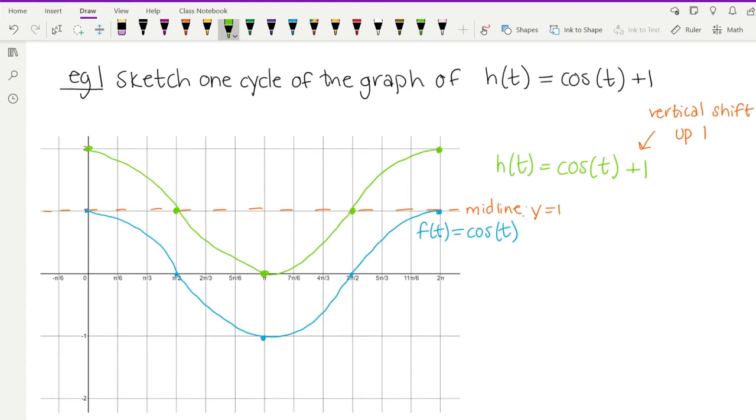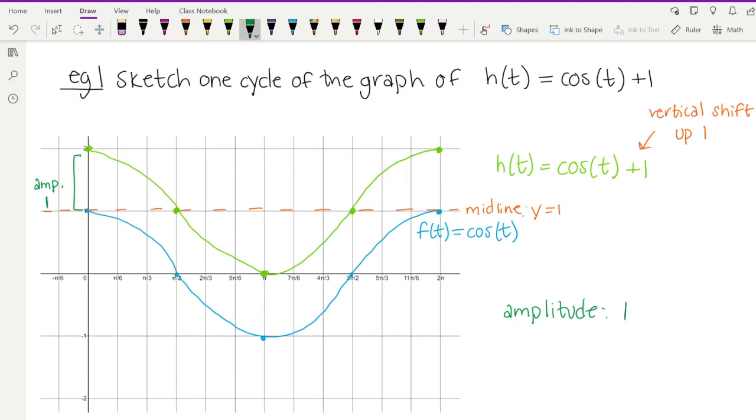So that is our graph of h of t is equal to cosine of t plus 1. What is the amplitude for this graph? Maybe I'll write this below instead of trying to fit it on the graph. So what is the amplitude? Well, the amplitude is still 1, right? The amplitude is the distance from the midline to the highest point on the graph, and that is still a distance of 1. So even though we shifted the graph up, that did not change the amplitude.